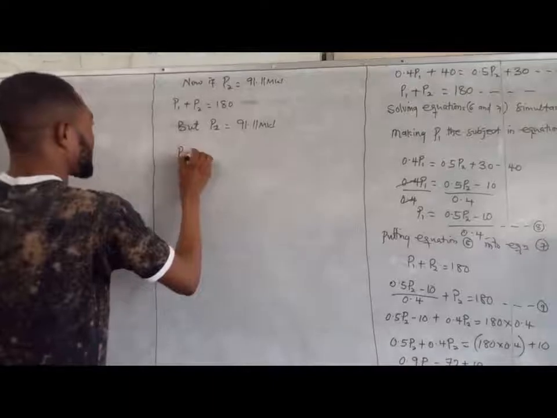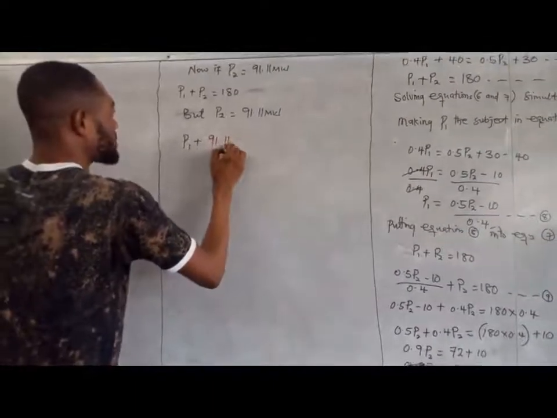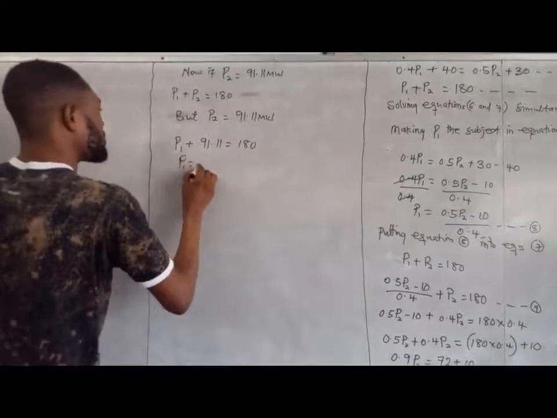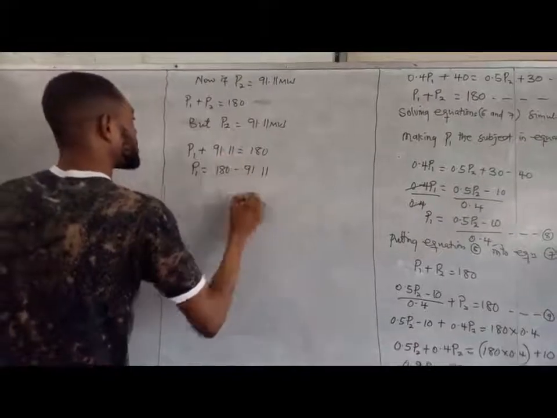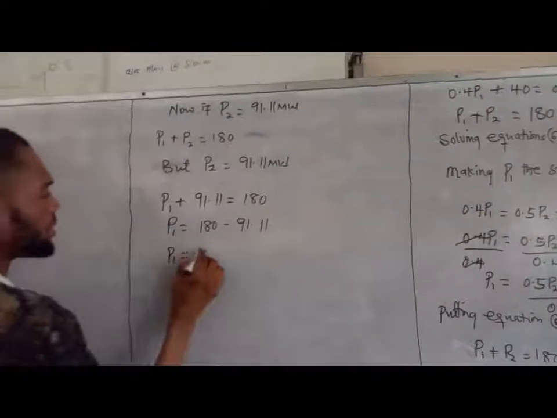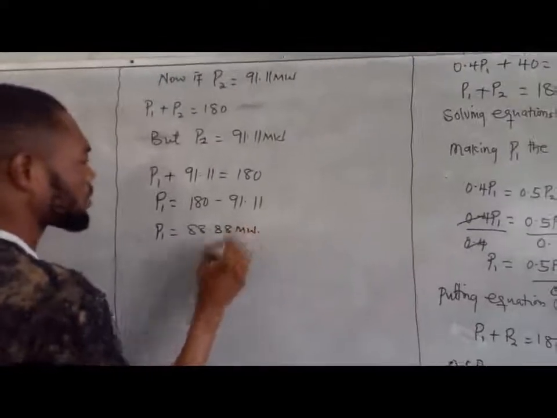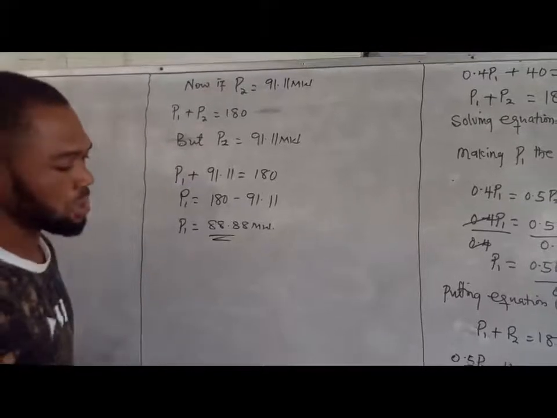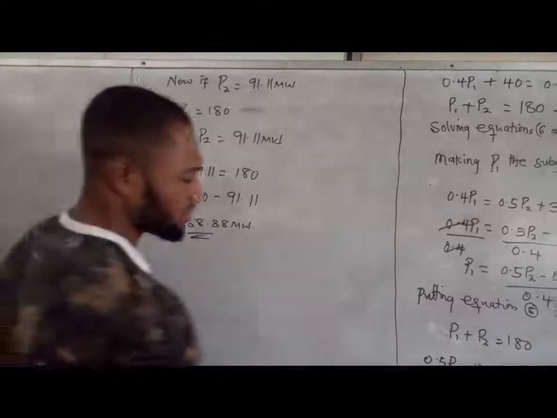So P1 plus, now P2 is 91.1, equals 180. Then P1 will equal 180 minus 91.1, so P1 equals 88.88 megawatt. So this is now the power generated by generator 1 and the power generated by generator 2.